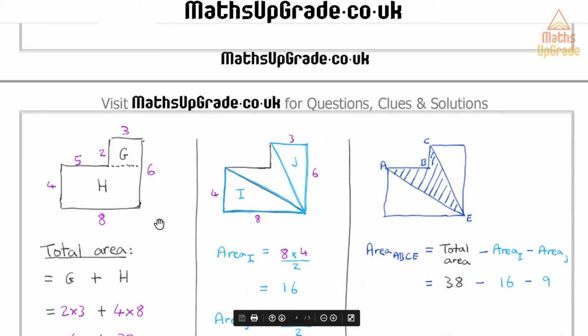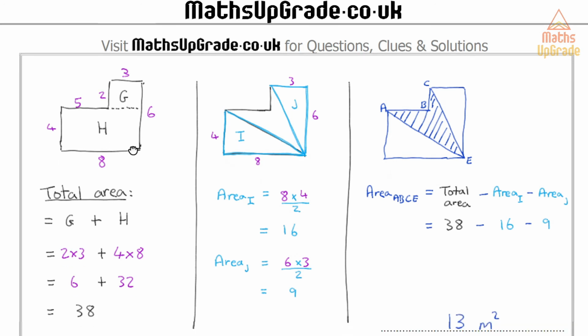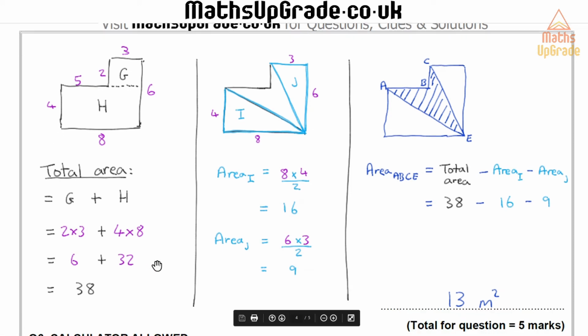Now, here I need to find the total area. I'm going to find the total area of this shape by splitting it into 2 smaller rectangles. So I've got rectangle G and H. The area of a rectangle is the length times the width. So for rectangle G, it's 2 times 3. Rectangle H is going to be 8 times 4. So the total area is going to be 6 add 32, which is 38.